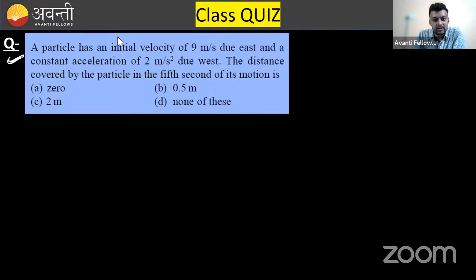Very good. JNV Bhavnagar. Take some time and I will give you some 40 seconds to answer this question. This is again the same concept.